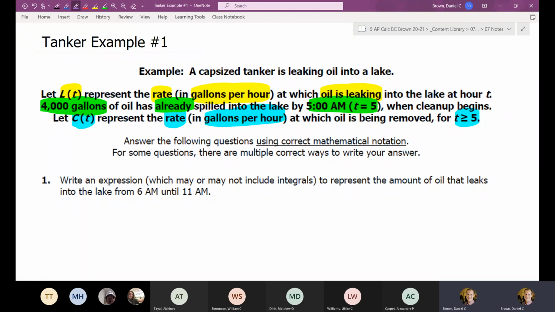Some things I also want to point out on this one and how we want to think about it: both L and C, those functions are representing rates.